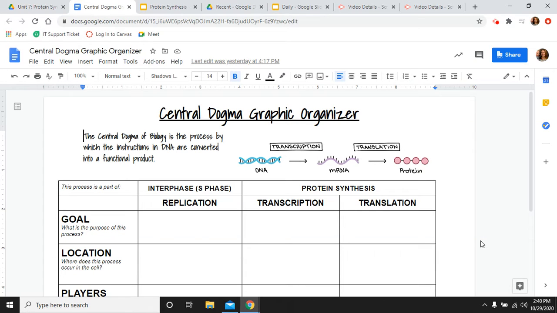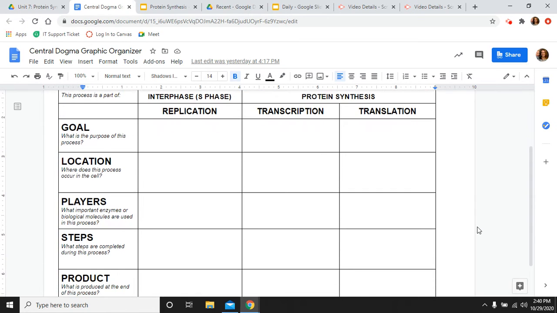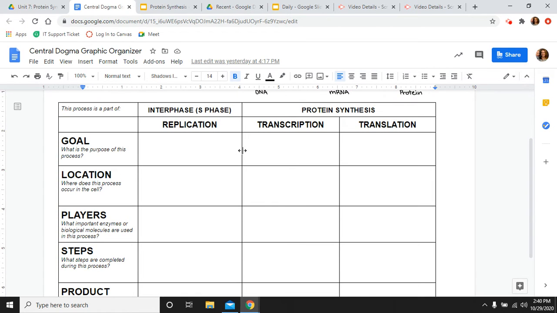this graphic organizer. And this is a way of us simplifying all the information that we've had. So the first is replication. So this is a review of what we did last unit. So you should be able to do replication because we've already done that. Transcription and translation, all of this information is in your notes. This is just me having you put your notes into a nicer looking table format.